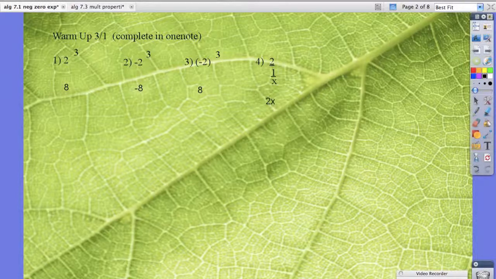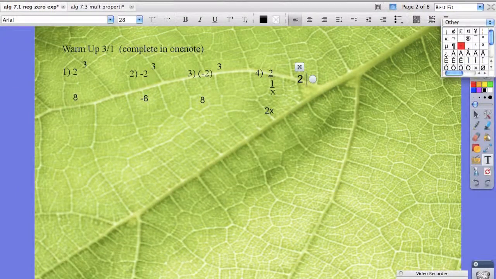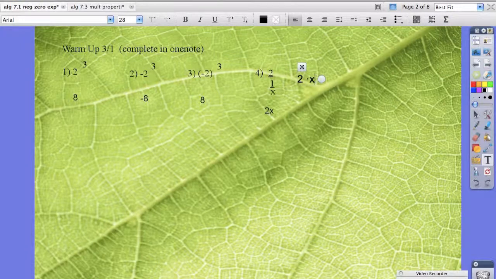And number 4 is 2 over x. So when we have that, we have 2 divided by 1 divided by x. And when we do that, we flip and multiply, or copy dot flip. So it becomes 2 times x divided by 1, which is just 2x.